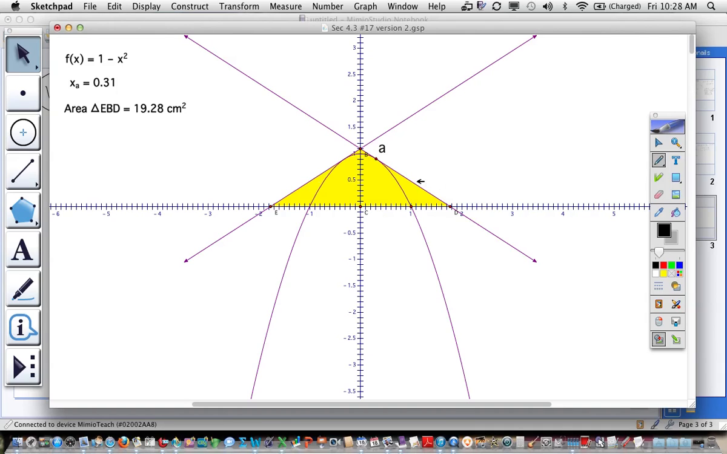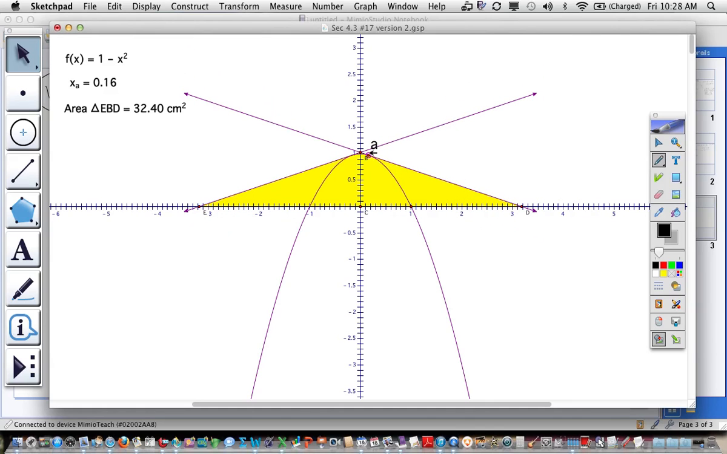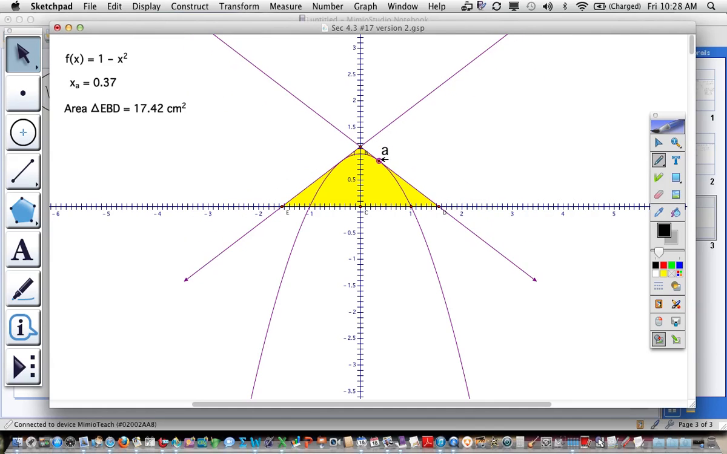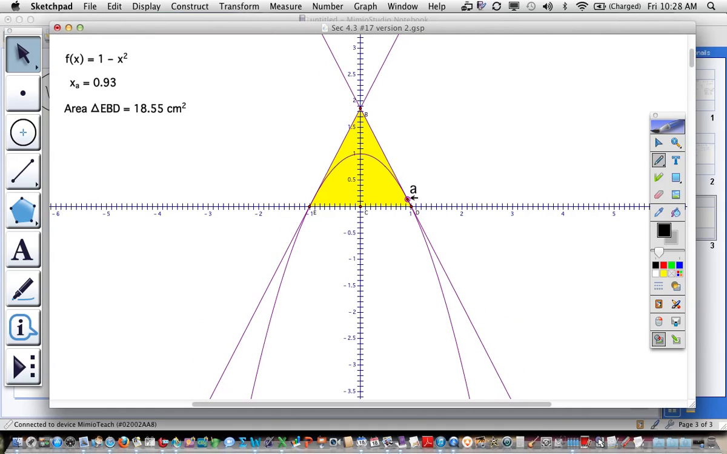Now, I like being able to look at this, because the idea is that the triangle gets bigger and bigger, and then it gets smaller, smaller, smaller, but then as you go here, now it's getting bigger and bigger and bigger.